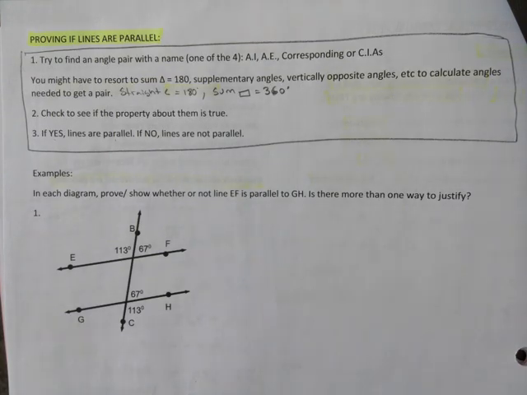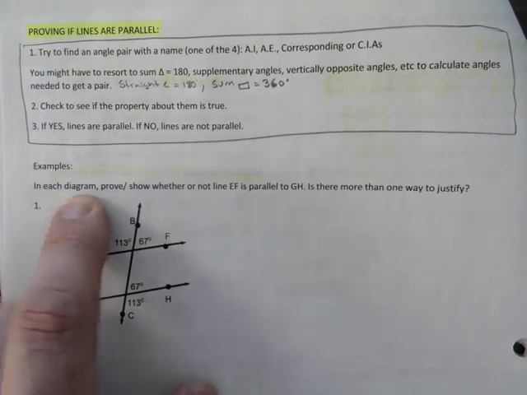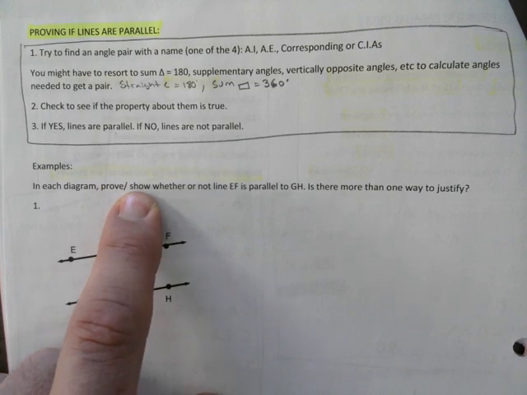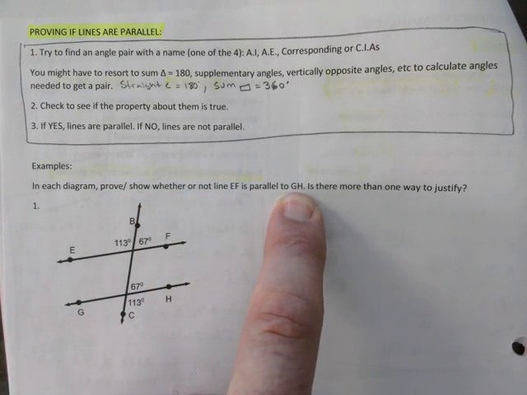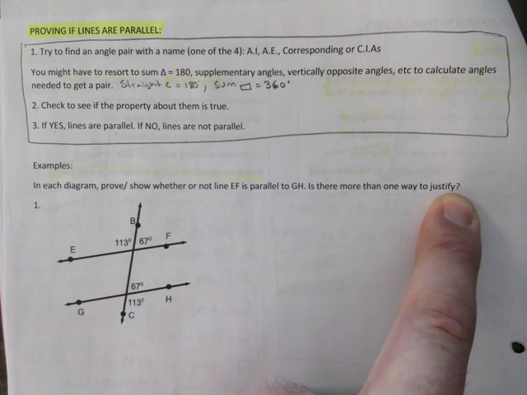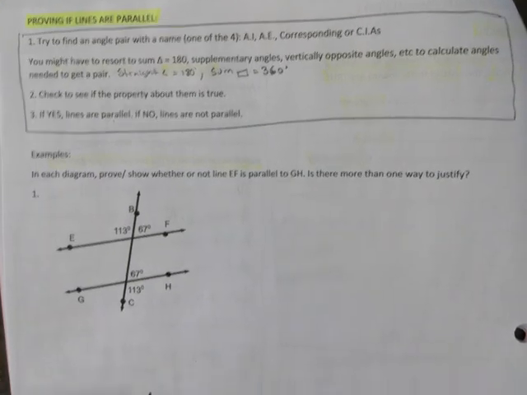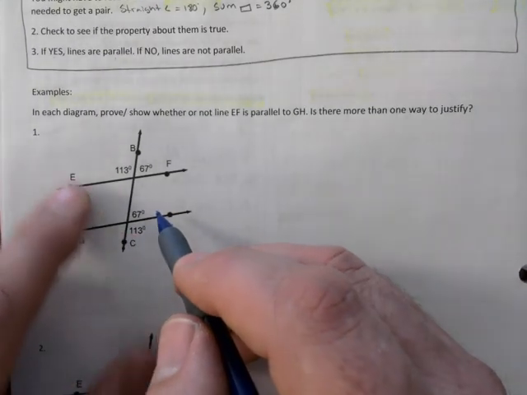Sometimes it's very obvious: one case, one statement, and you're good. So watch this. In each diagram, prove or show whether or not EF is parallel to GH. Is there more than one way to justify? And the answer is always yes. By the way, that's a rhetorical question. So here we go.